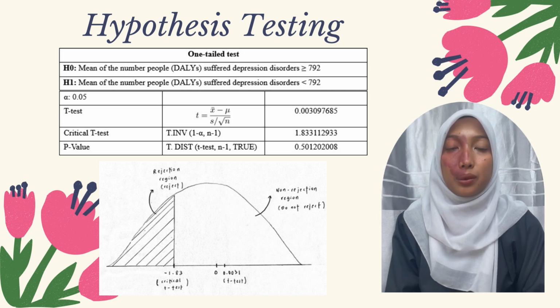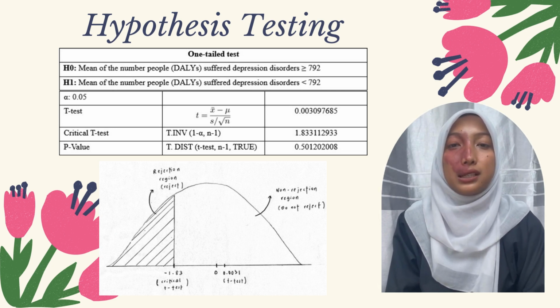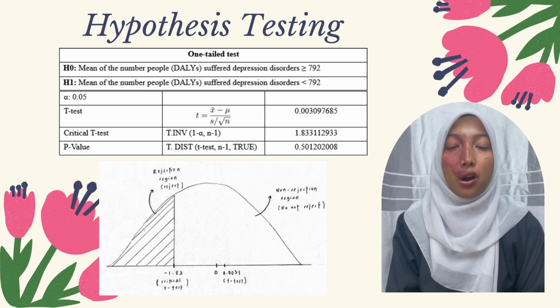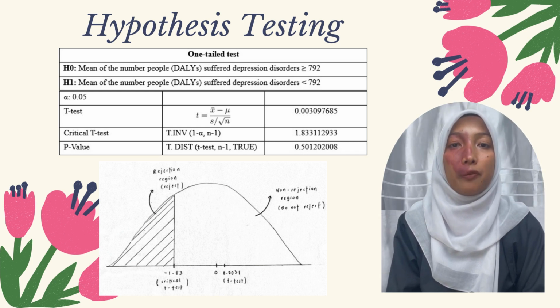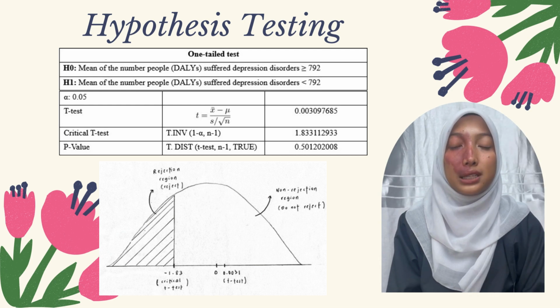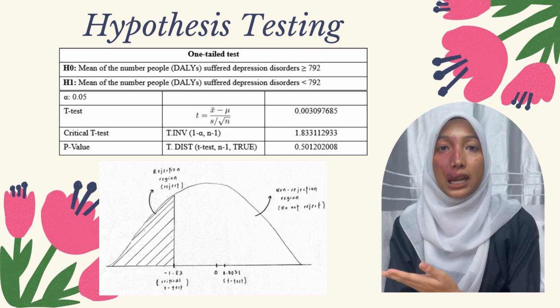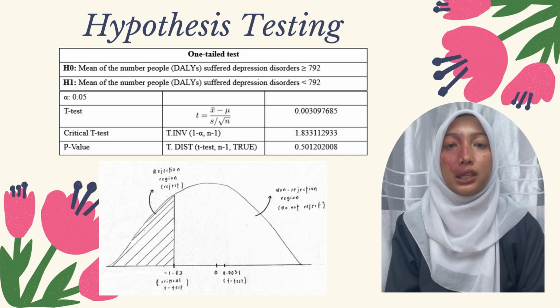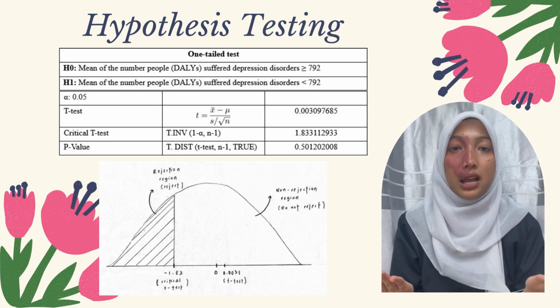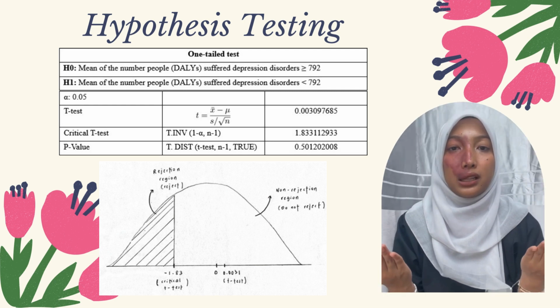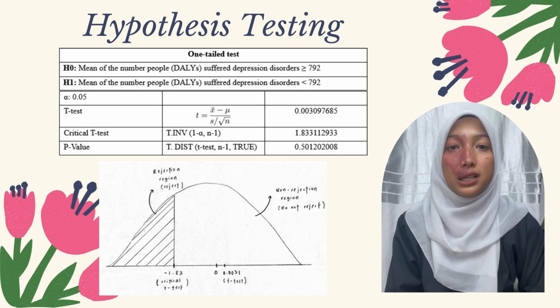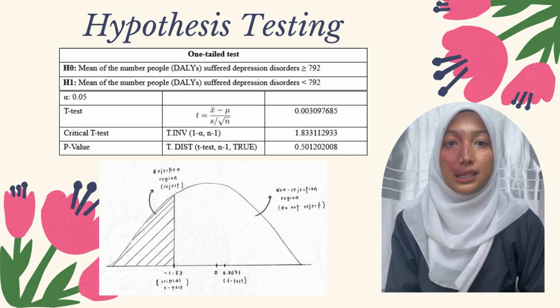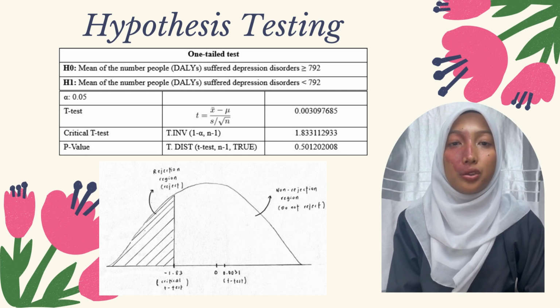The last step is to make a conclusion. The hypothesis test shows that I do not reject H0 of 792 as the average number of DALYs from depressive disorders in the United States from 2010 to 2019. There is sufficient evidence to support the claim that between the years 2010 and 2019, the average number in the United States who suffer from depressive disorders may be equal to or greater than 792 people. This conclusion may be reached since the result is successful in accepting the null hypothesis H0.